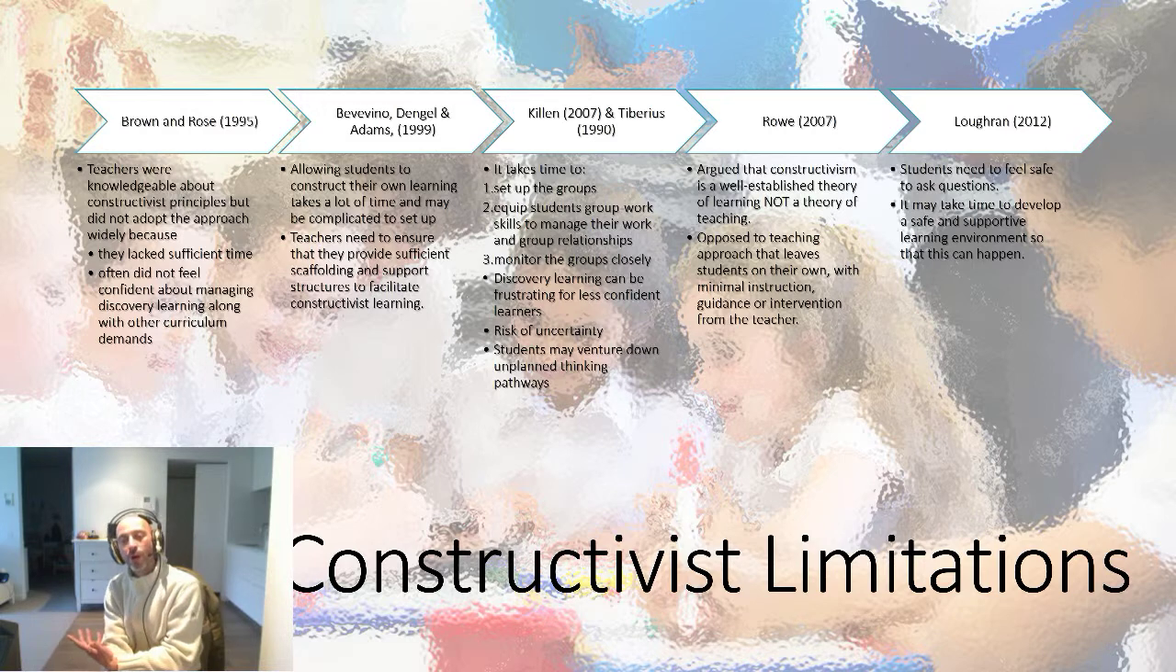Rowe argued that constructivism is a well-established theory of learning, not a theory of teaching. But his point really was to highlight the fact that students can't be left on their own. They need intervention and guidance from the teacher. And the last criticisms or comments, from Lockeran, were that the students need to feel safe to ask questions, and that it can take time to develop that safe and supportive learning environment.